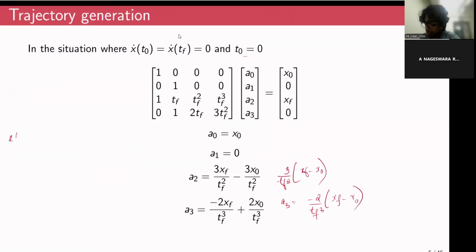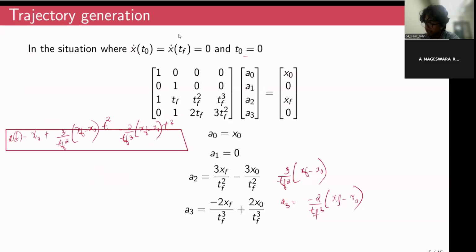So your trajectory x of t would look something like x0 plus a1, which is 0, then a2, you will have 3 by tf square times (xf minus x0) multiplied by t square, minus 2 by tf cube times (xf minus x0) t cube.